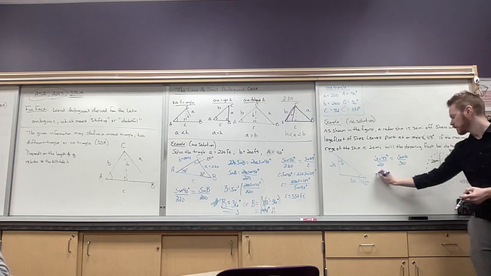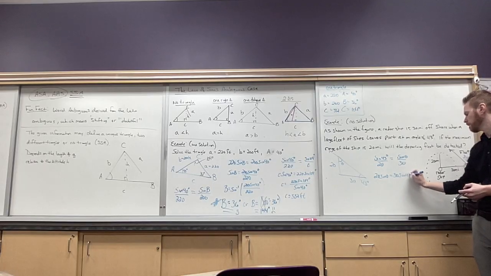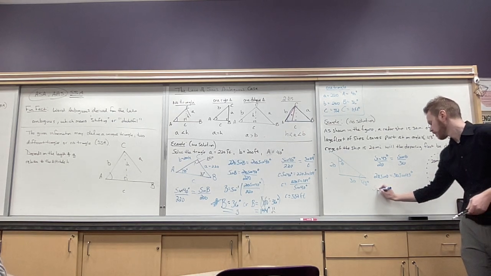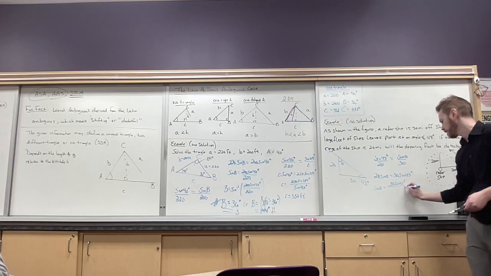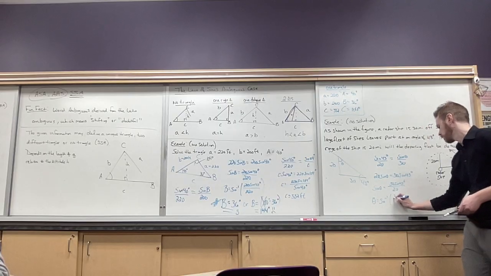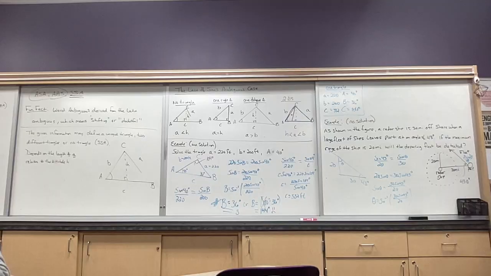So multiplying, we get 20 sine of theta equals 30 sine of 43 degrees. We'll divide by 20. And then we're going to take the inverse to finish. Okay. Now again, if this does come out to be an actual angle, I know it has to hit here.